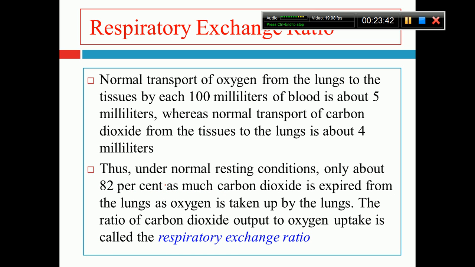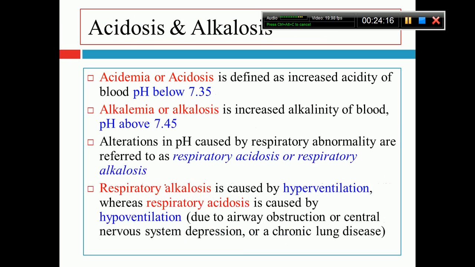So the respiratory exchange ratio: the normal transport of oxygen from the lungs to the tissues by each 100 ml of blood is about 5 ml, whereas the normal transport of carbon dioxide from the tissues to the lungs is about 4 milliliters. Thus under normal resting conditions, only about 82% as much carbon dioxide is expired from the lungs as oxygen is taken up by the lungs. The ratio of carbon dioxide output to oxygen uptake is called the respiratory exchange ratio.